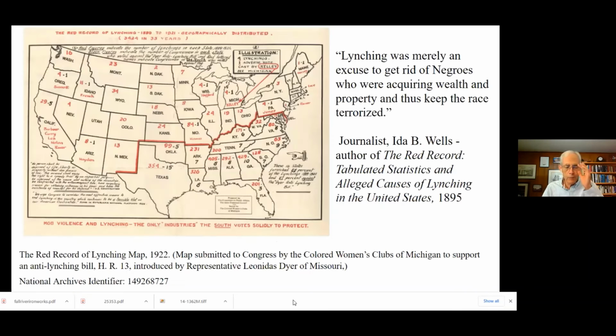So here's, I think, the most powerful document in the whole National Archives. And this one is actually from 1922, and it's from the Colored Women's Club of Michigan. It's African-American women creating a statistical study of the number of lynchings that took place in America from 1889 to 1920. And so you have a 30-year period. And what you can do is you can see where the lynchings took place and with what frequency.